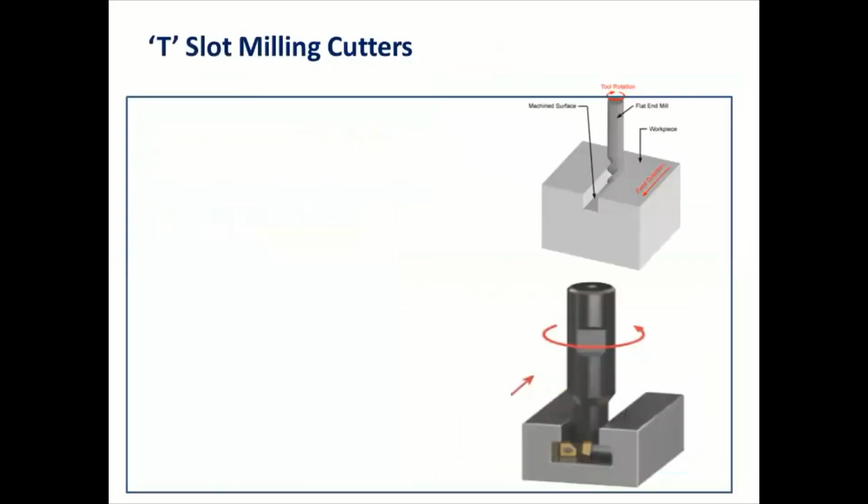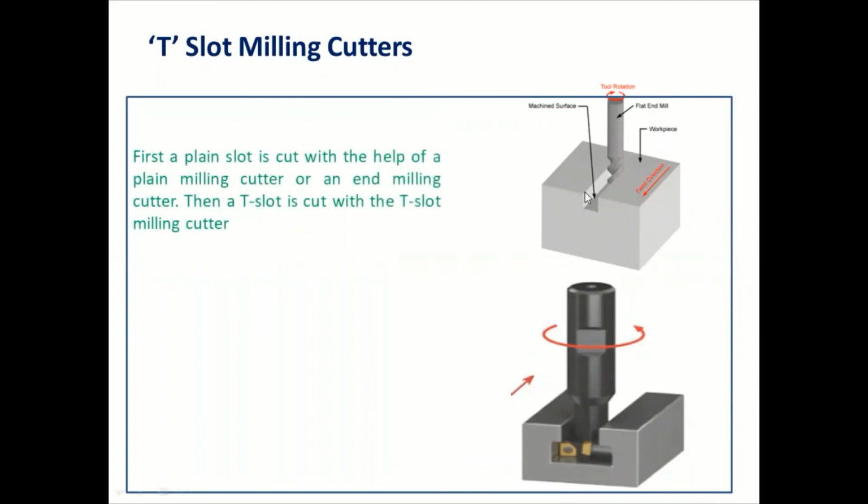But the T slot is not directly produced with the T-slot cutter. For that, if you see the first diagram here, first with the help of a plain milling cutter or even just an end mill cutter, make a slot. Then I'm showing the end mill cutter here. Now if you want to make a T slot, you can see in this diagram, use the T-slot cutter and make an inverted T on any component.